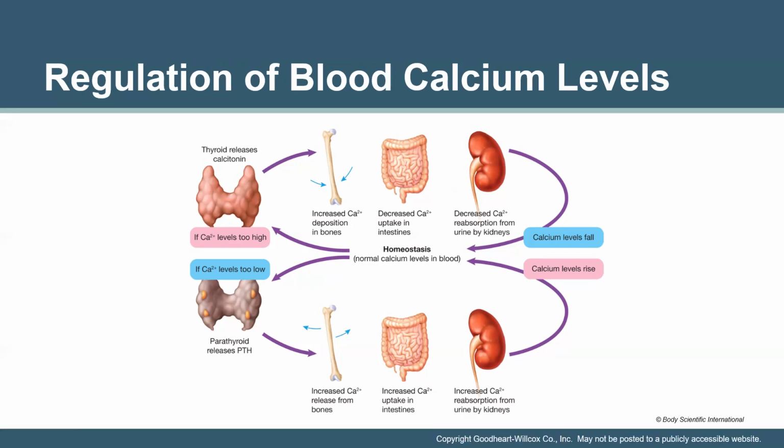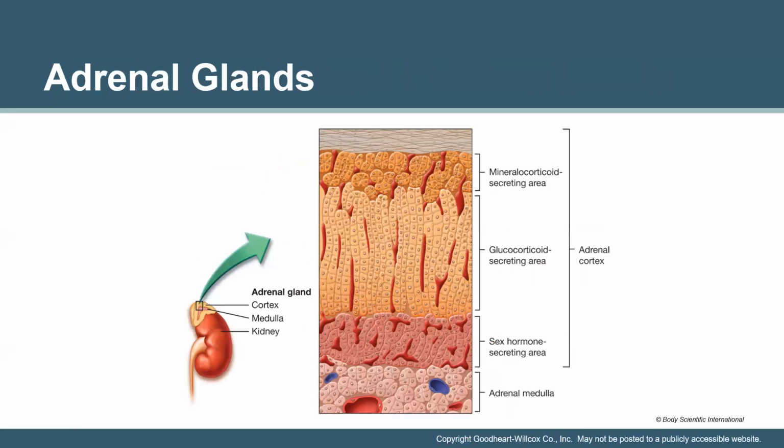Now, the parathyroid glands act in contrast to that. So if the calcium levels are too low, they're going to inspire release of calcium from the bones. They're going to tell the intestines to pull calcium back into the system, and they're going to tell the kidneys to pull calcium back into them. So let's get to the adrenal glands.